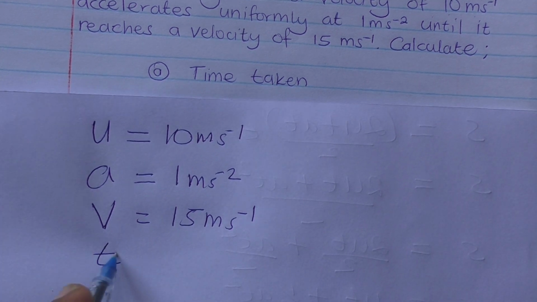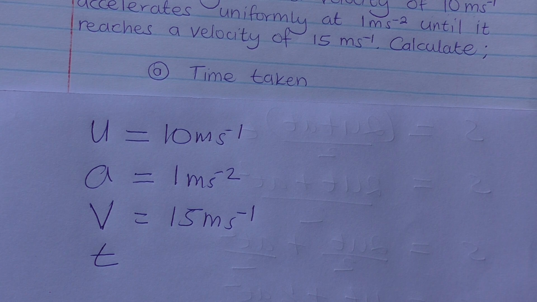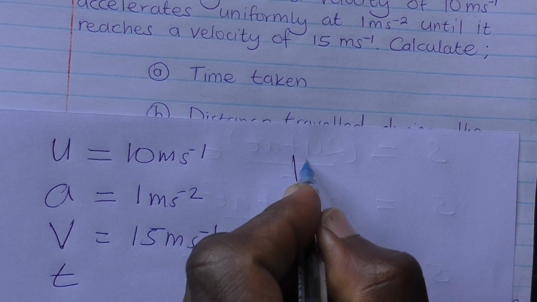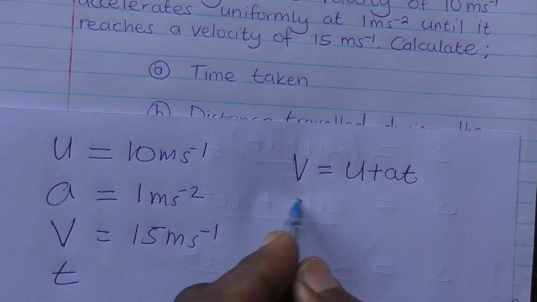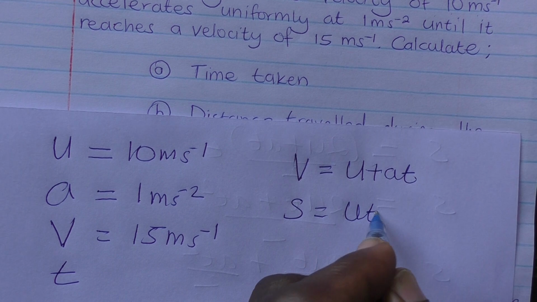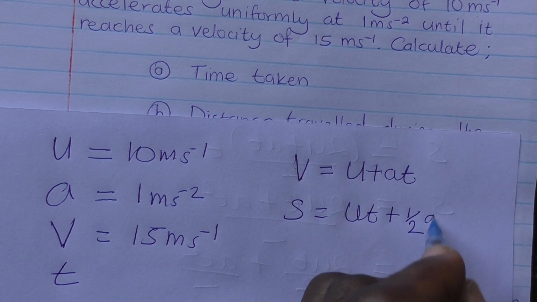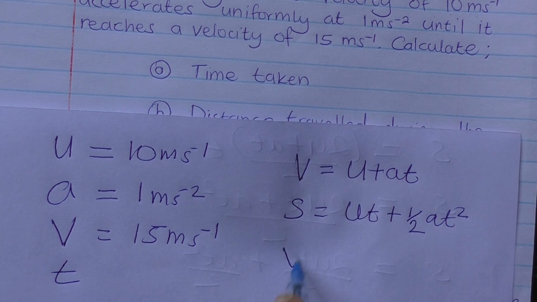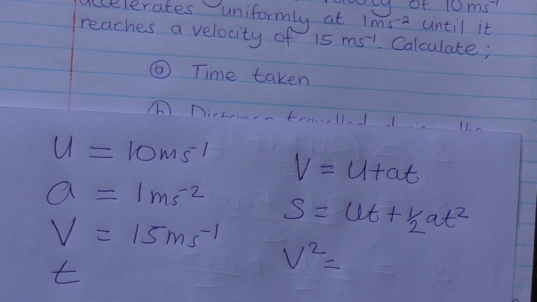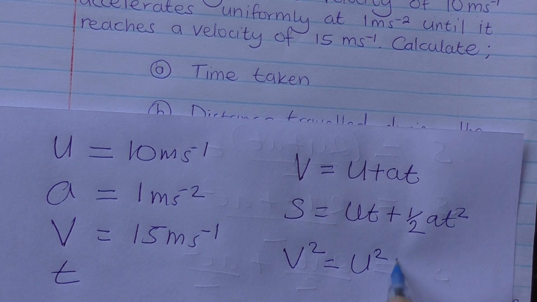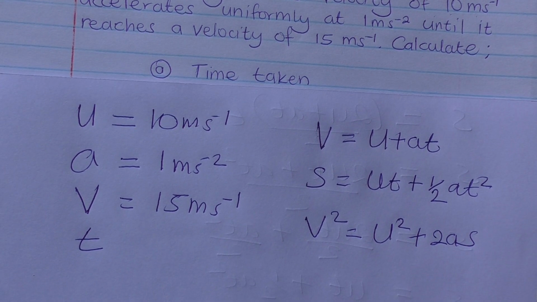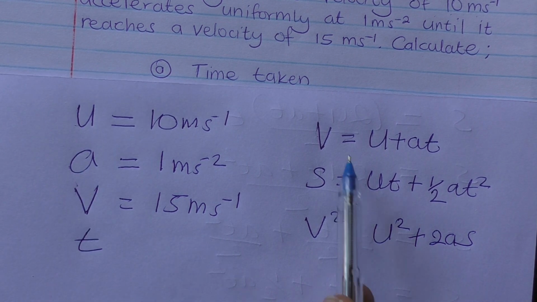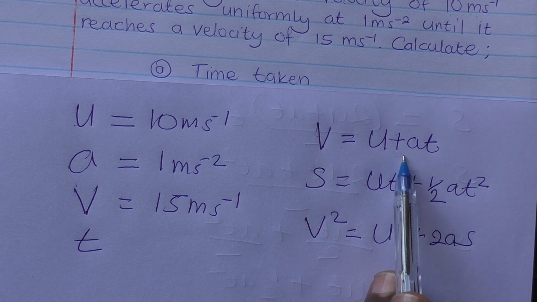So if you look at our equations, the first one being v equals u plus at, the second one s equals ut plus a half at squared, and the third being v squared equals u squared plus 2as. Now, which one is suitable for this particular problem? Look at what you're given and compare with what the equation needs.